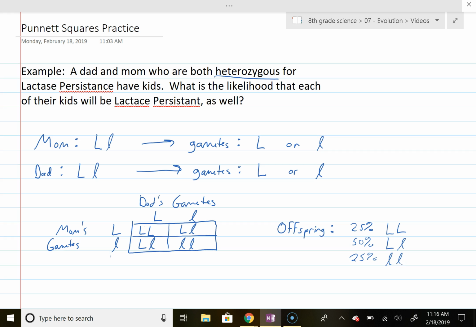Now the question asked, what's the likelihood that their kids will be lactase persistent? Lactase persistence is a dominant trait. So as long as we have at least one big L, then the kid will have that trait. So these all together, those all have one big L. So that is 75% of their offspring would have that lactase persistence trait. Only 25% would have non-lactase persistence, or lactose intolerance. So the answer on this is that 75% will be lactase persistent.